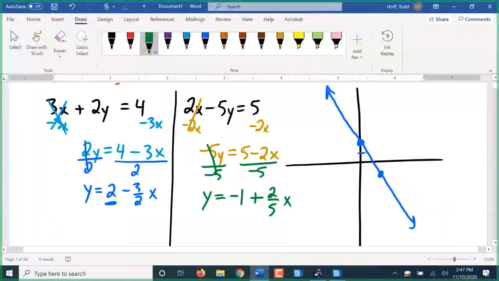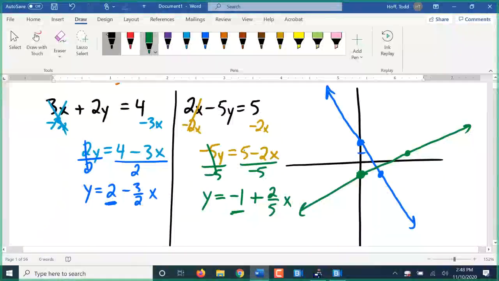So to graph this one, we start at negative 1, right there. From there we rise 2 and we run 5. There's the second point, and there's our line.